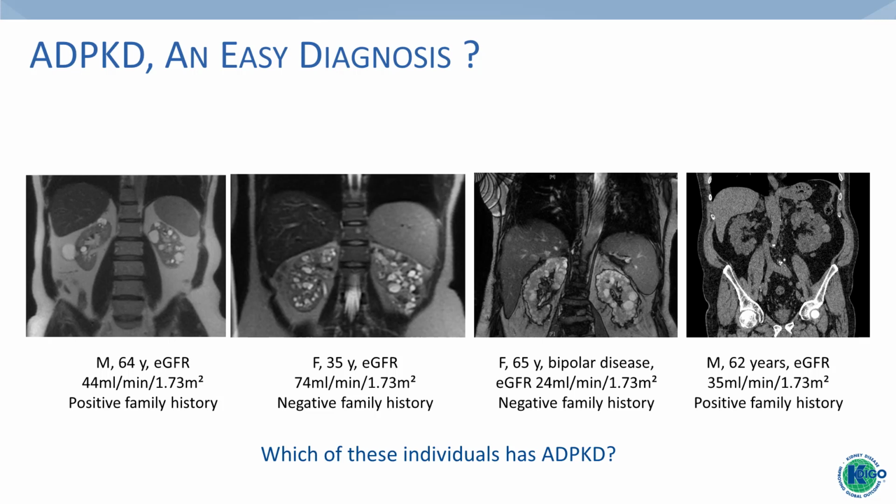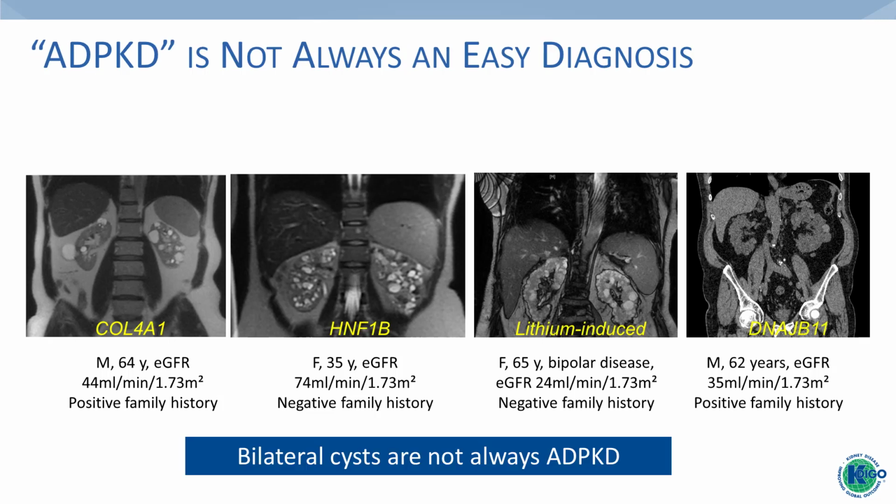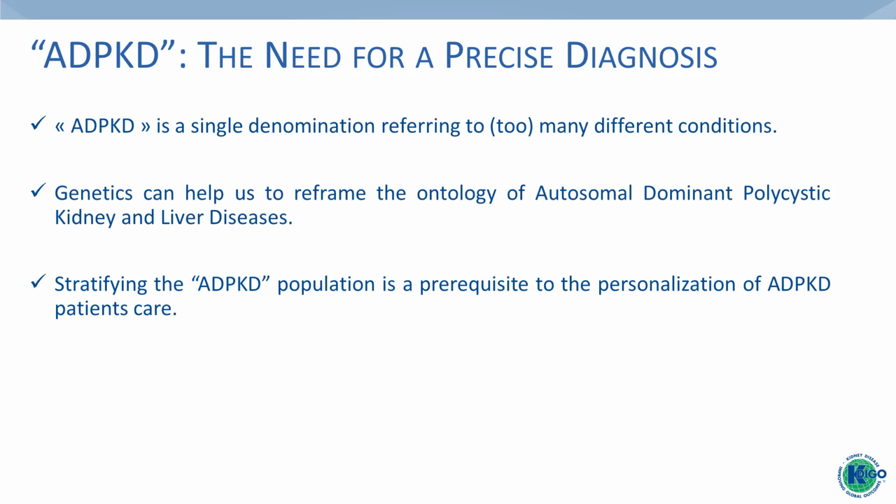You can see that they all have a fair number of bilateral kidney cysts, that some of these patients do have a positive family history, and that some of these patients do have renal insufficiency. And which of these individuals has ADPKD? And the answer is that, in fact, none of these patients has a classical form of ADPKD, and some have diseases of totally different pathogenesis. So the first important message is that bilateral cysts are not always ADPKD. ADPKD is a single denomination referring to too many different conditions.